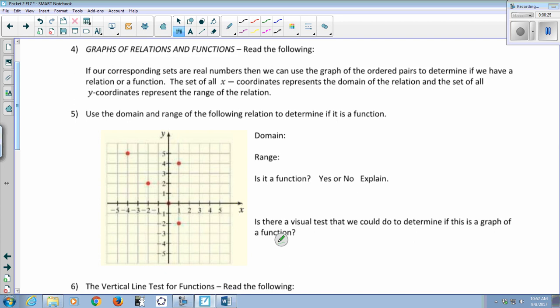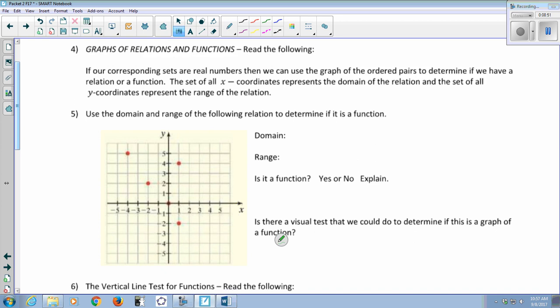Okay, so when we're dealing with functions and relations, we can think of them as ordered pairs, which we can plot in a graph. If our corresponding sets are real numbers, then you can use a graph of the ordered pairs to determine if we have a relation or a function. The set of all x coordinates represents the domain of the relation. The set of all y's represents the range. Use the domain and range to determine if it's a function.